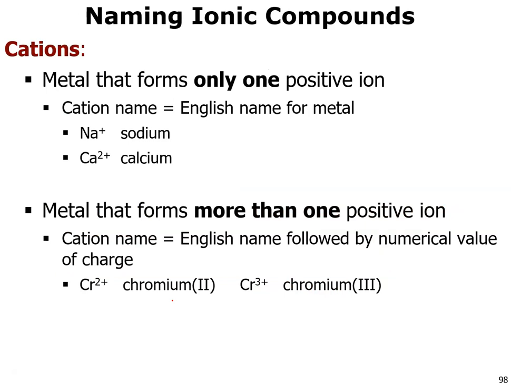We're going to go through some more examples, that was just to give you an example. But the cation is the English name for the metal. So Na+ is going to be sodium, Ca 2+ is calcium. But sometimes when there is more than one ion, then you would put that number behind it. So chromium 2 versus chromium 3. The number relates to the charge state. The number does not relate to how many atoms are in that molecular or ionic compound. It's just related to the ionic state of that element.